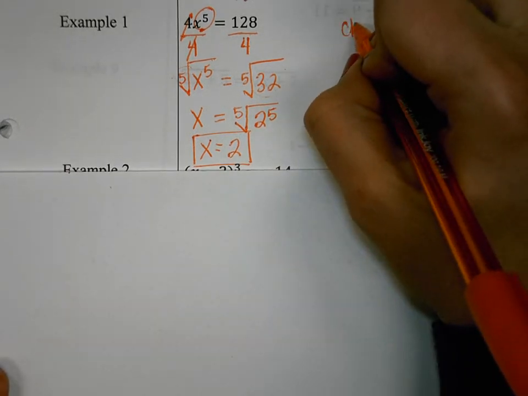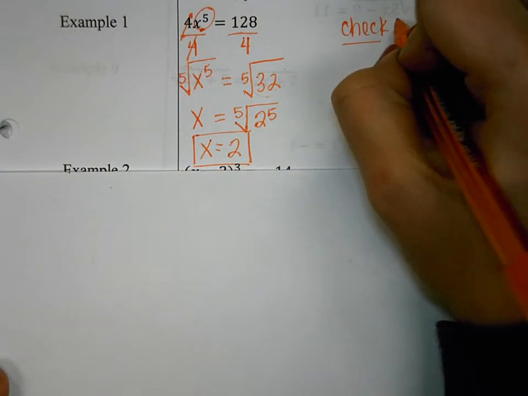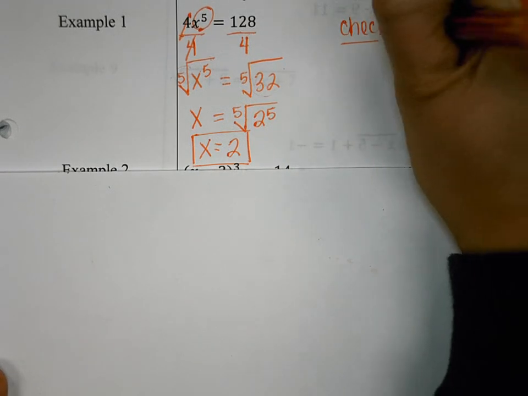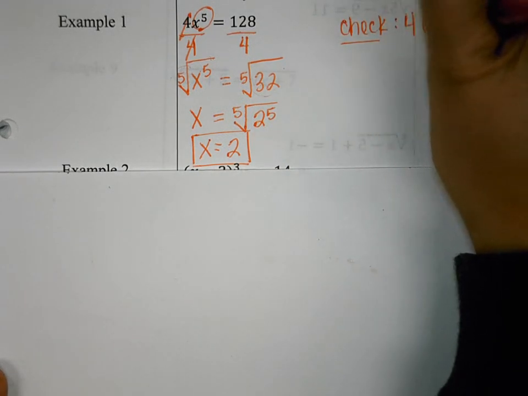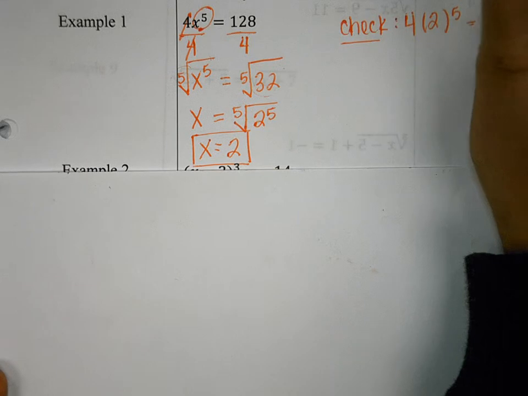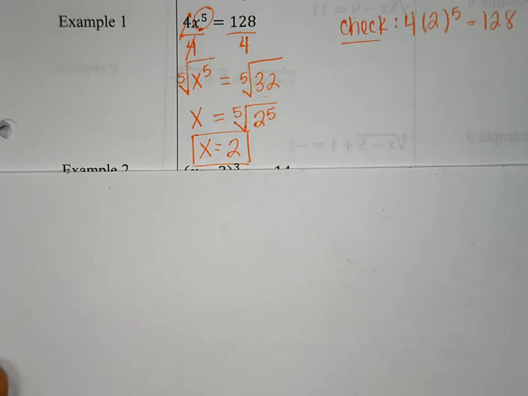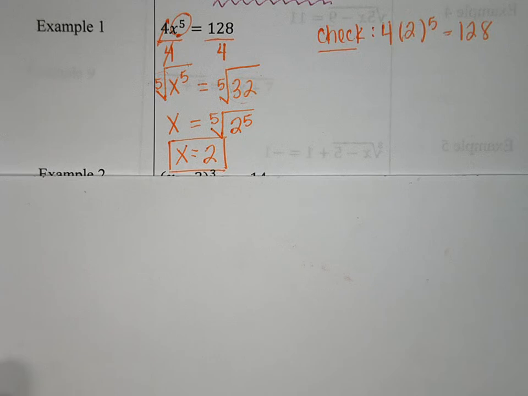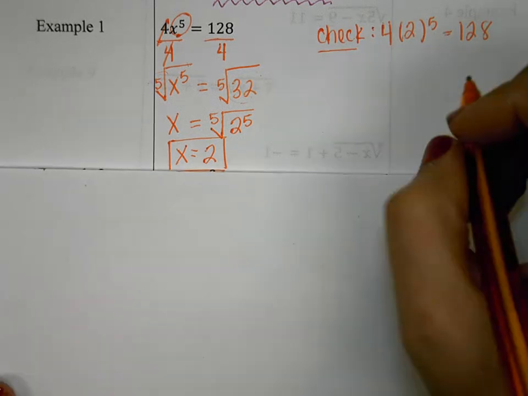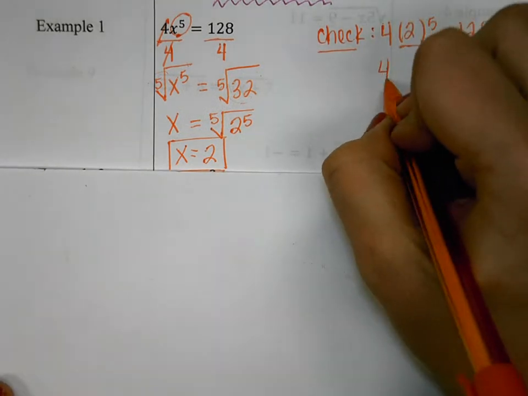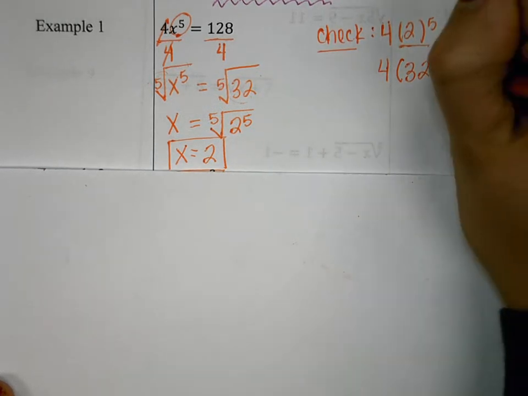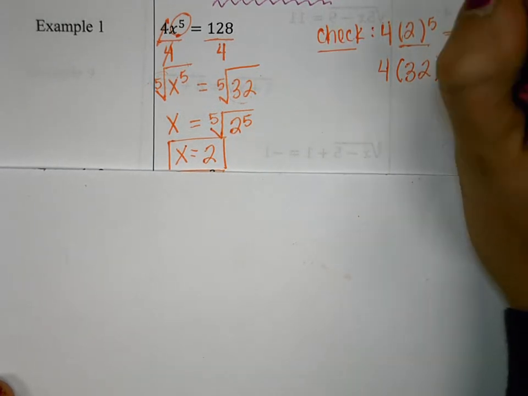To check this one, I would take x equals 2 and plug it back in. So that would be 4 times 2 to the 5th, and I want that to equal 128. And then order of operations says I have to do exponents first. So 2 to the 5th gives me 32, and 4 times 32 gives me 128, which is what I wanted.